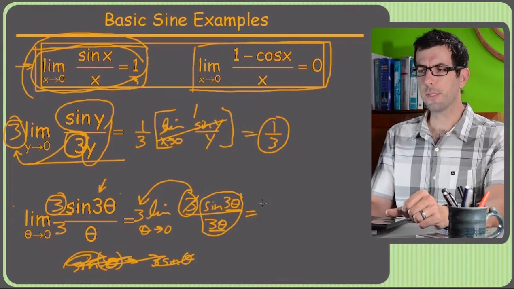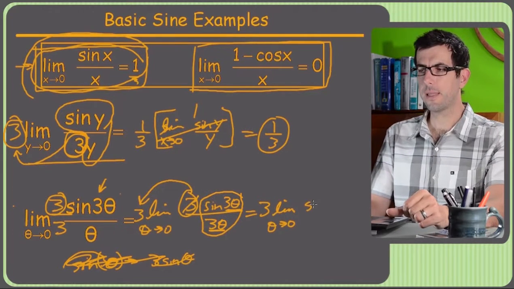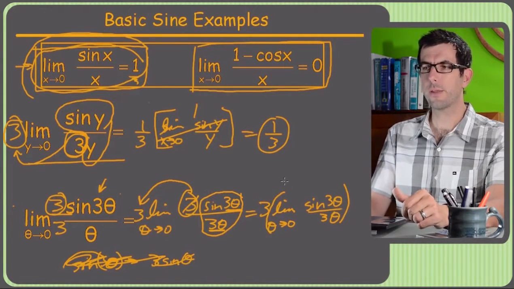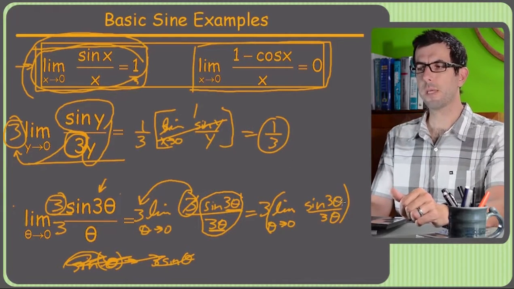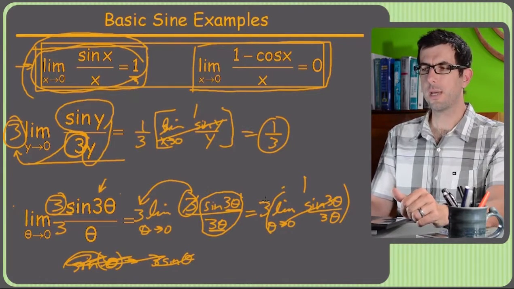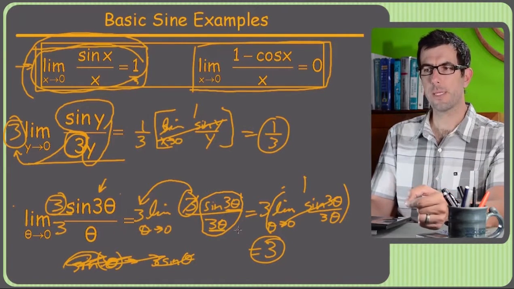So what I've got now is 3 times the limit as theta approaches 0 of sine 3 theta over 3 theta. So this is sweet, right? This thing right here is exactly the rule, just the sine of something divided by that same something. So this all is equal to 1, but I've got a 3 out front, so it's 3 times 1, which is 3. Pretty crazy, right?